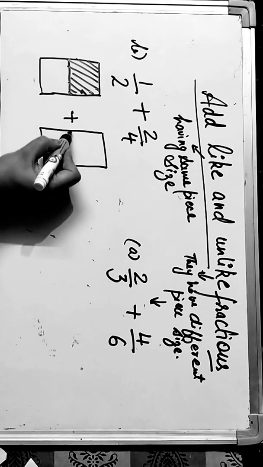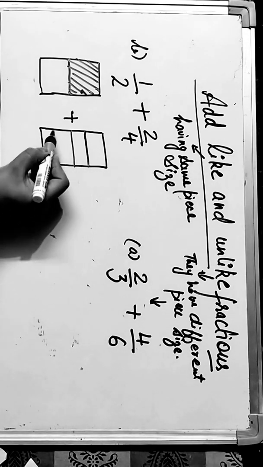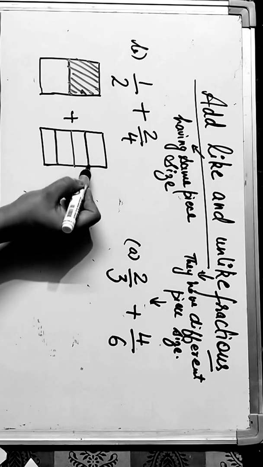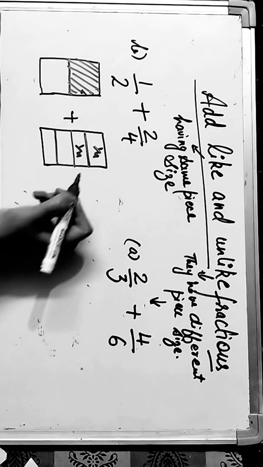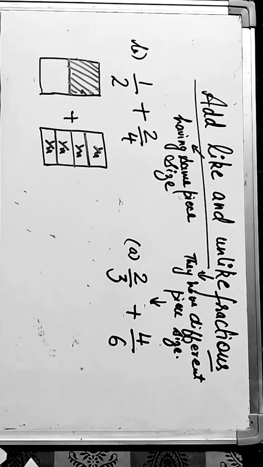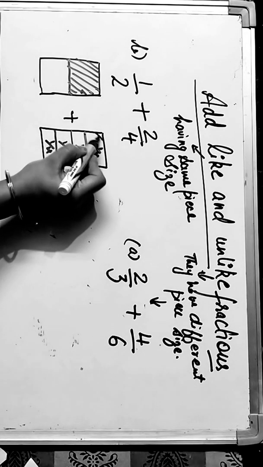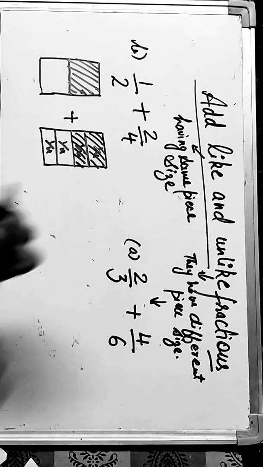How will I show fourths? Obviously, this is half. I have to divide the chocolate into 4 equal parts. This is first fourth, this is second fourth, this is third fourth, and this is 4/4. How will I show 2/4? I need to color 1/4 and 2/4.